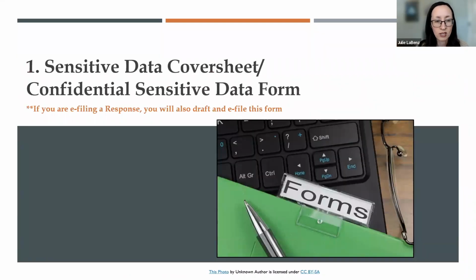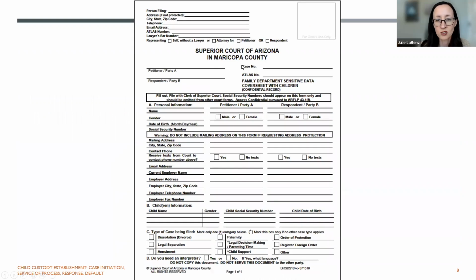So let's start with the sensitive data cover sheet. It's also known as the confidential sensitive data form. If you're not the person filing the petition, you're not the petitioner, but you're going to be the respondent and you're going to file a response, when you file your response, you will also file one of these sensitive data forms. So this is what the form looks like for Maricopa County. You can see this is the Family Department sensitive data cover sheet with children. So this is the form with children, and you just fill out the information the best you can.